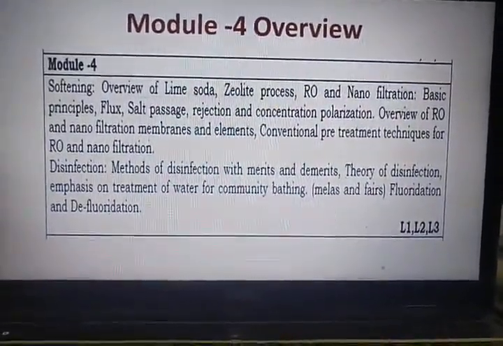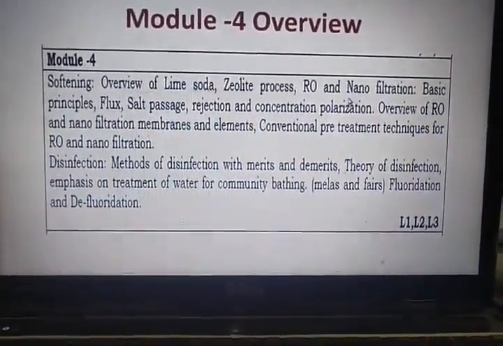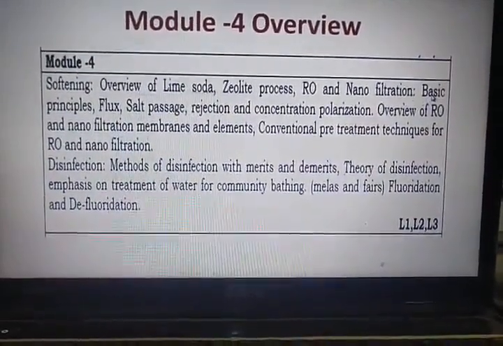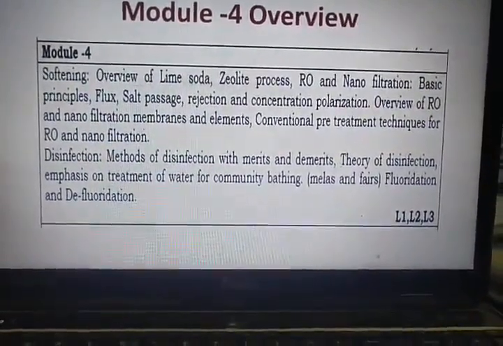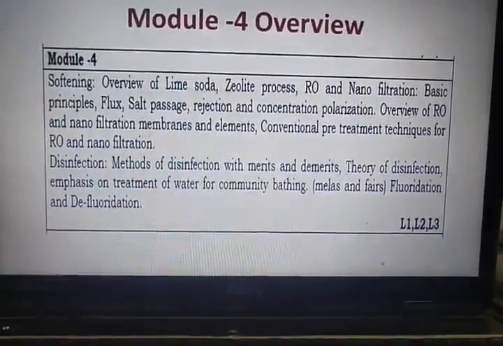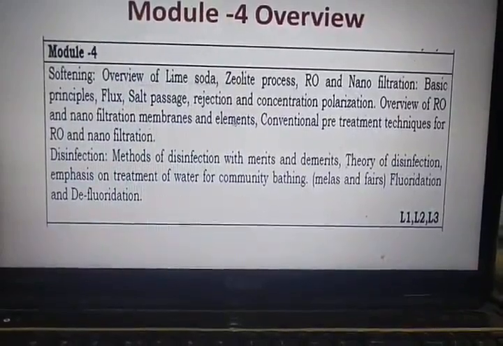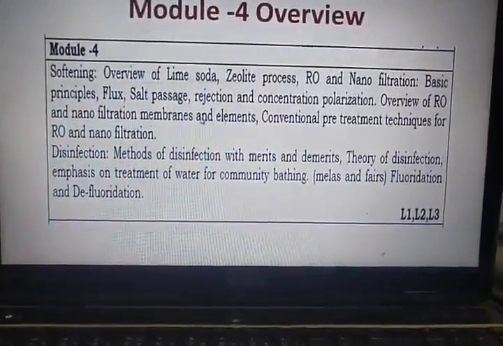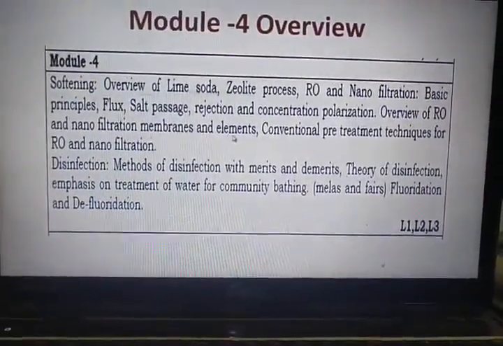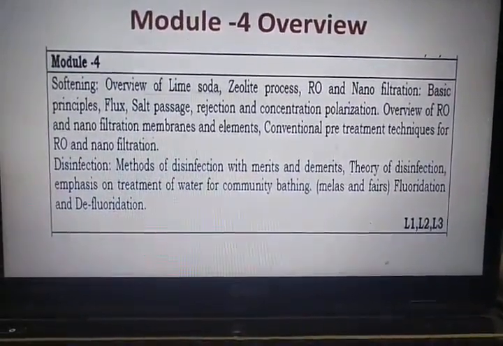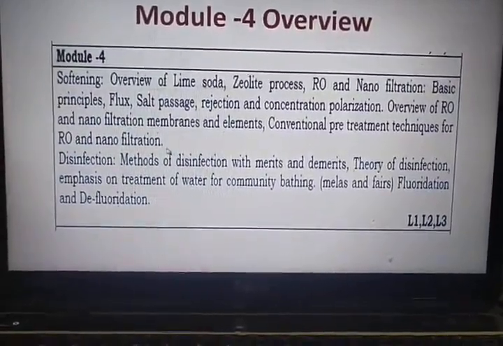We have already learnt much about RO and nano filtration in module 3 while we discussed membrane processes. In addition to that, in this module you will study some basics about the flux, the salt passage and reduction, terms like concentration polarization, and an overview of RO and nano filtration membranes and elements. We have also already studied the different modules of membranes, that is tubular, spiral and so on, and some conventional pre-treatment techniques in module 3.